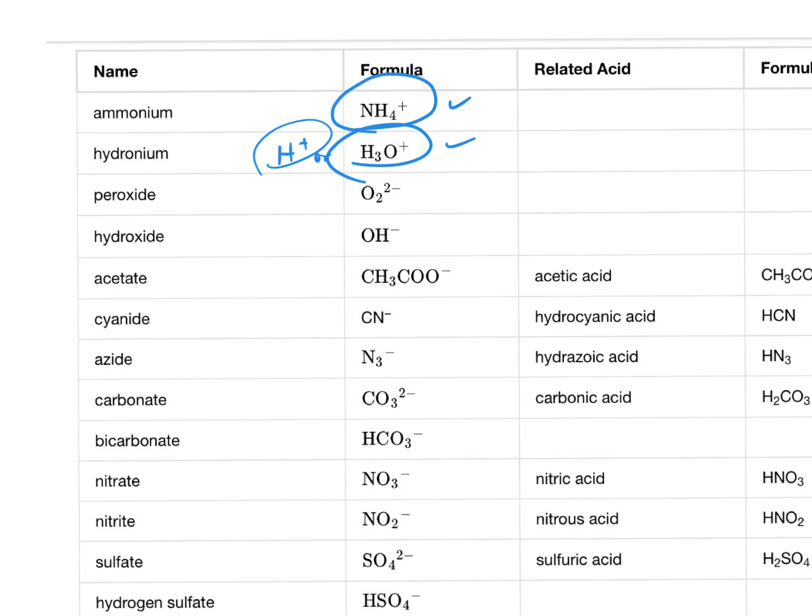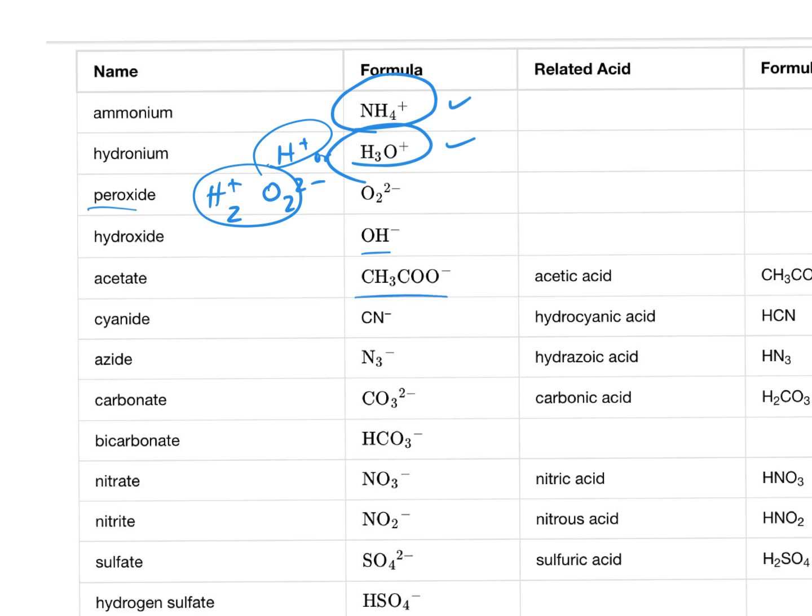Good? All right. So we got peroxide. You've heard of hydrogen peroxide, right? Well, hydrogen peroxide is H plus and O2 2 minus. We know how to cross this, right? Cross the charges. Brings a 2 down here, 1 here, and it's H2O2. That's hydrogen peroxide. Good? We got hydroxide, which is OH minus.